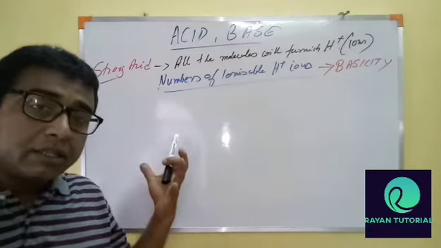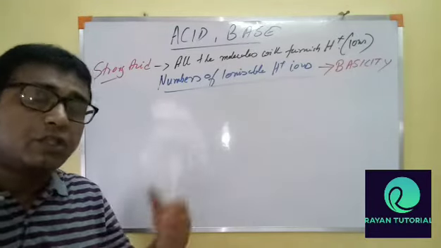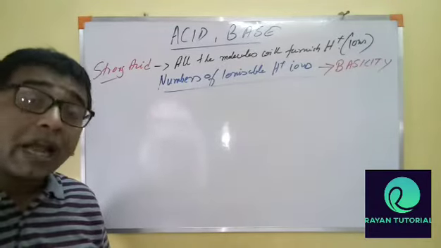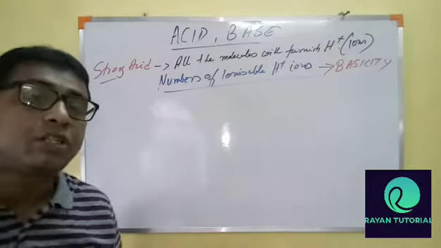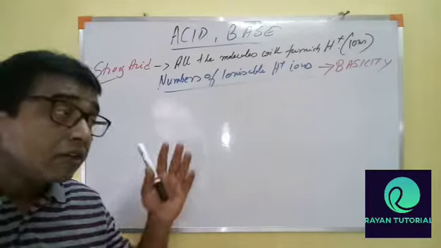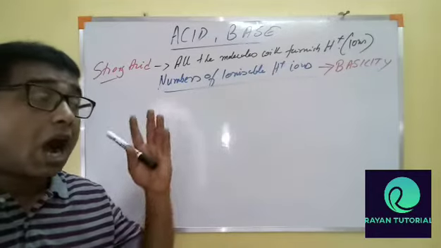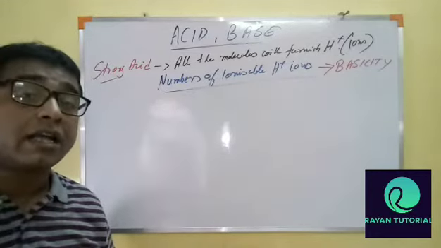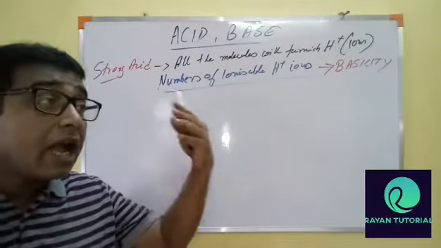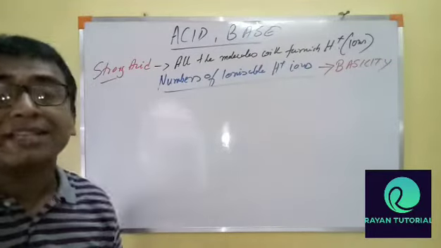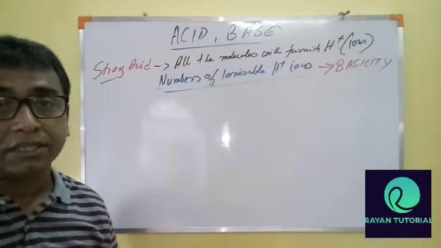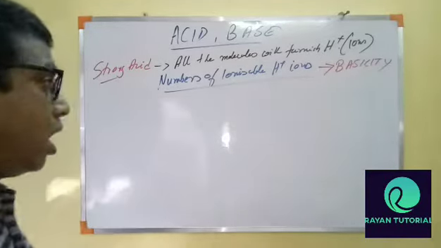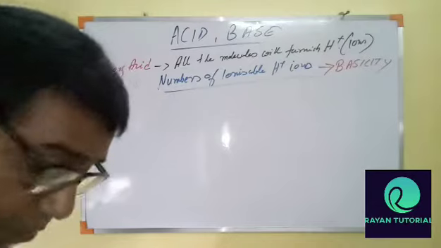Now suppose H2SO4. How many hydrogens are there? 2. But you cannot just simply write basicity 2. You have to see out of these 2 hydrogens, how many are ionizing, how many are displacing the hydrogen ions. Clear? I give you some examples.